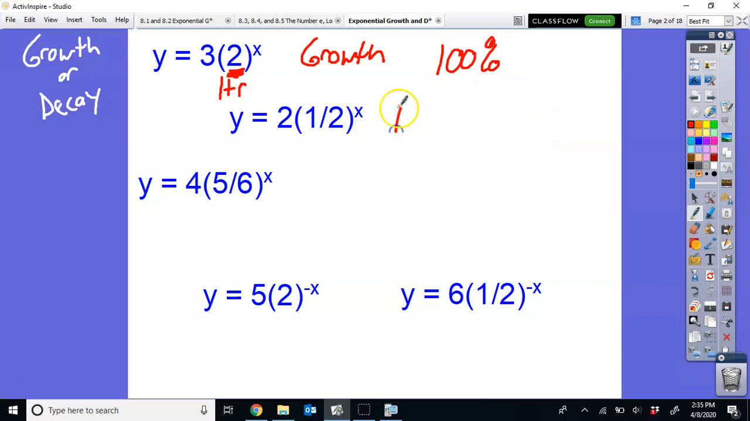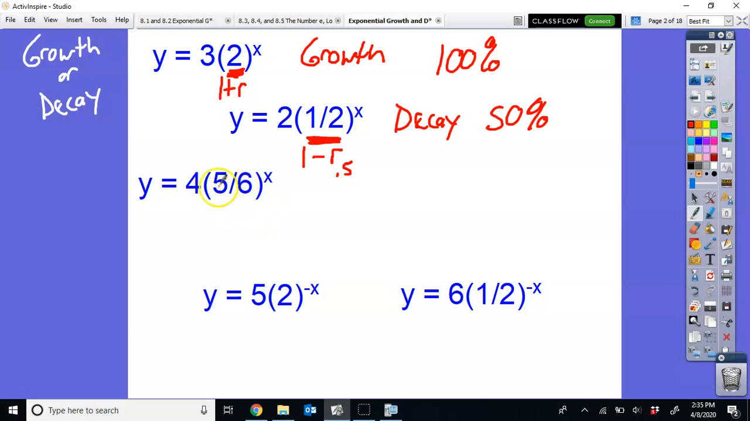The next one is decay. The reason I know this one is decay is because this is 1/2. This is less than 1. It's 1 minus r. So that means that the r would have to be 1/2 or 0.5, because to get 1/2, I'd have to do 1 minus 0.5. So that would mean it would be a 50% decay, very similar to the one we did just a few minutes ago on the calculator.